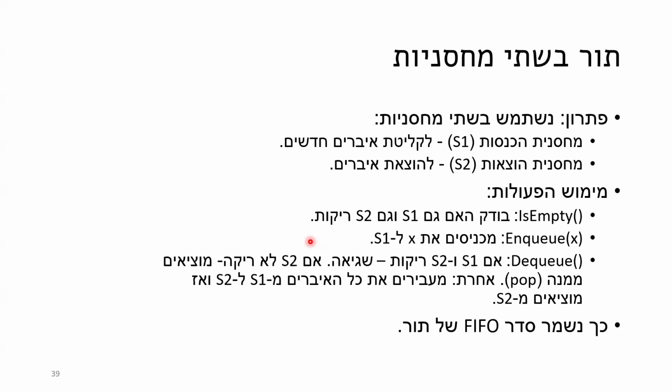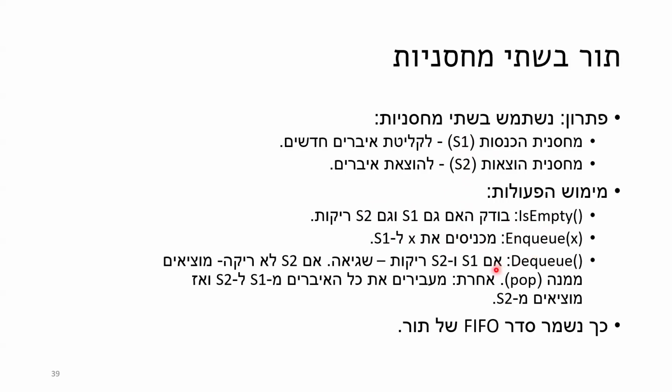Okay, so the answer is we're going to use the two stacks. One stack is going to be an insertion stack, S1, and the other one is going to be the DQ, taking out stack, which is going to be S2. So this is how we're going to implement all these methods. Is empty: we're just going to check if both of them are empty, and then return that it's empty. If one of them still has elements, then our whole data structure still has elements, and therefore it's not empty. NQ: we're going to put X into S1, because remember S1 is our insertion stack.